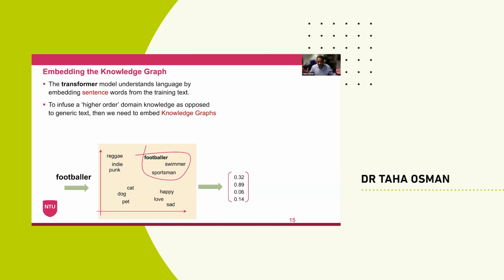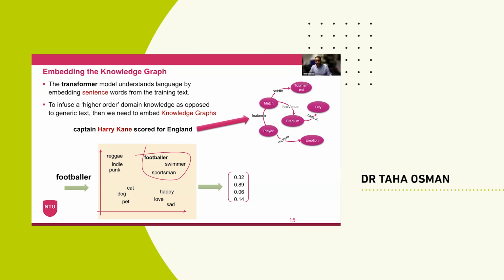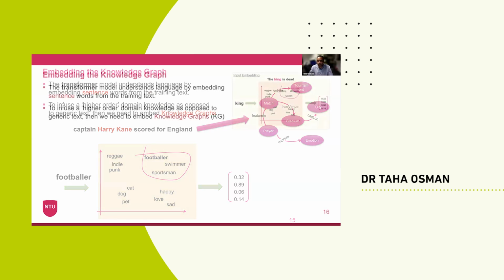So rather than simply the generic text on which the current large language models were trained on, we want to use higher order domain knowledge, higher order understanding of the language or of the domain concept, and infuse that with the general language understanding that is provided by the large language models. So we want to be able, for example, to better interpret the sentence that Captain Harry Kane scored for England. And in order to do that, we need to understand, as I've mentioned before, the concepts and the relations that are relevant to the sports domain in general, or maybe the football domain in particular.